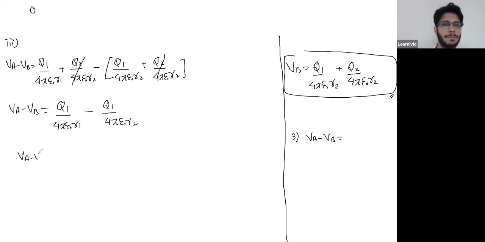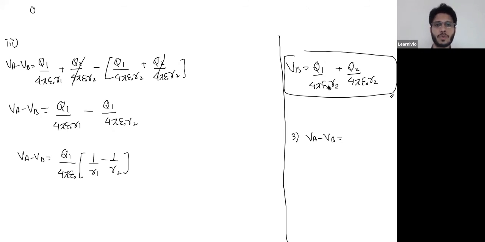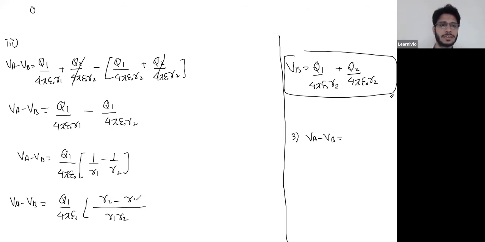So VA minus VB, you can take Q1 by 4 pi epsilon naught as a constant. This is 1 by R1 minus 1 by R2. So VA minus VB is Q1 over 4 pi epsilon naught times (1 by R1 minus 1 by R2). Next, take the LCM here. You can take R1 R2 as the LCM. So this is R2 minus R1.